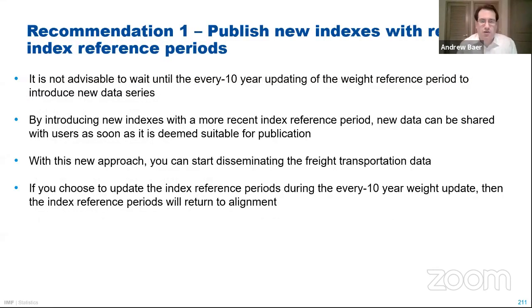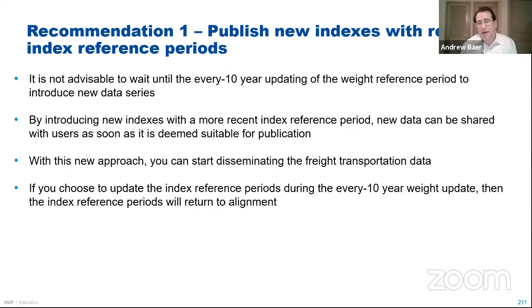So my first recommendation is that I think you should consider publishing the new indexes with recent index reference periods. Again, I think it's not the best choice to wait until the every 10-year updating of the weights to introduce these new data series. By introducing new indexes with a more recent index reference period, new data can be shared with users as soon as it is deemed suitable for publication. And if we use this new approach, it sounds like you can start disseminating the freight transportation data very soon.